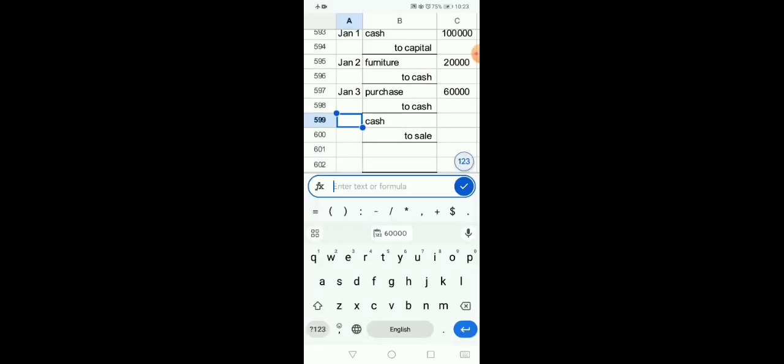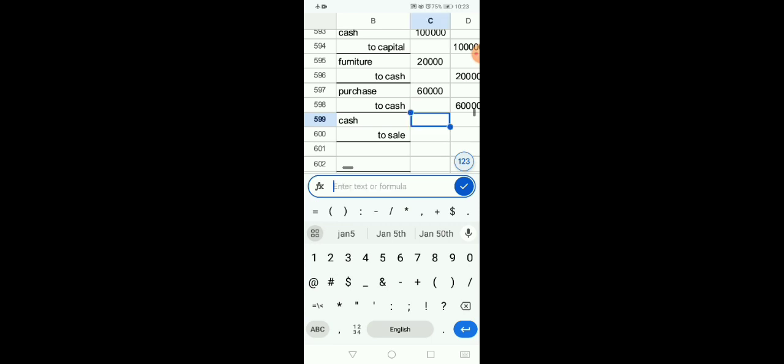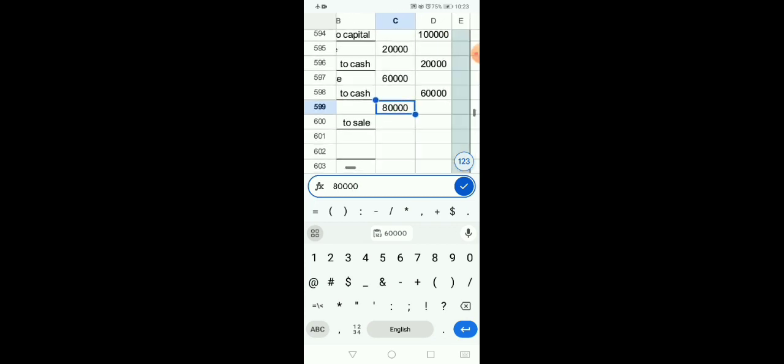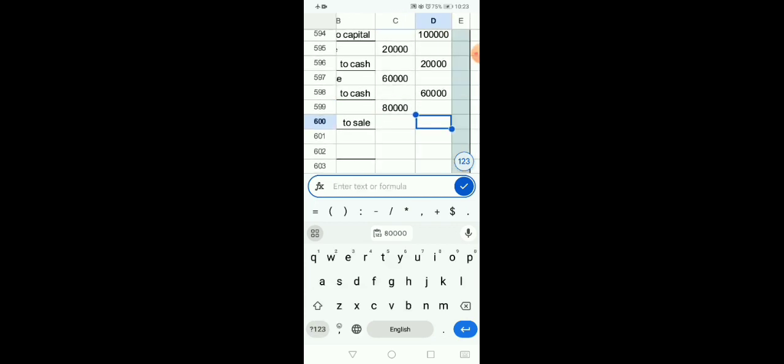Let's see what was the date. It was January 5. So put January 5 on date column. How much amount we have received by selling goods? It is mentioned 80,000 over here. So write down 80,000 on debit side and put the same amount on credit side as well. So January 5th entry is completed.